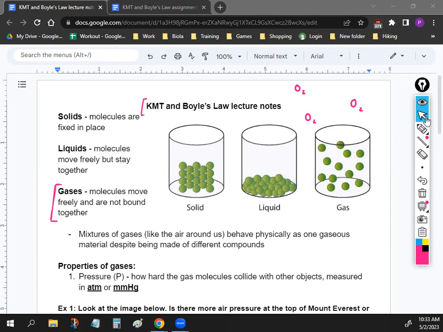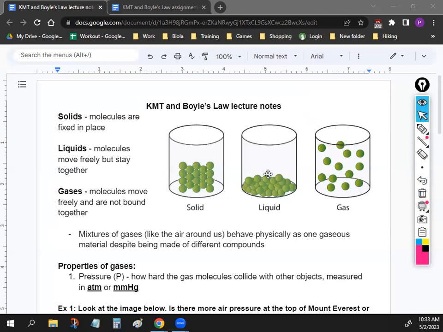So in this unit, we're going to be talking about 4 different properties of gases. You can think of them as measurements because we're going to put numbers on them. 4 different measurements to describe gases. We're going to talk about 2 of them today, and then we'll learn the other 2 next time.